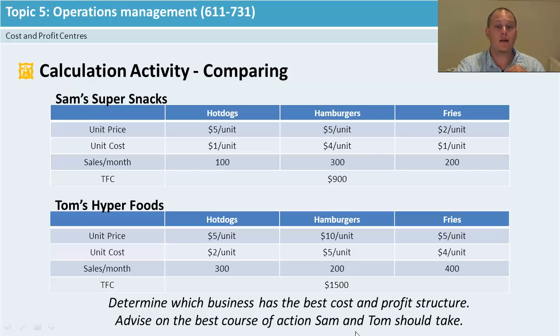If I had to advise both Sam and Tom what to do, I would say with the hot dogs, you should maintain it or develop it, and the hamburgers and the fries I would divest. With the hot dogs and hamburgers, I would develop them and maintain them, and the fries I would divest. Comparing both businesses, Tom's Hyperfoods is doing better than Sam's Super Snacks.